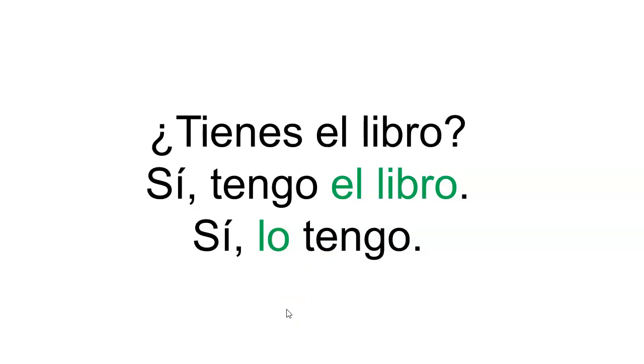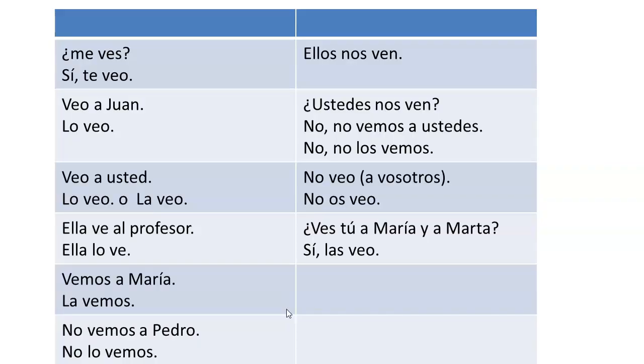Let's look at a few more examples here with the verb ver, and we'll get to the practice, I promise. Se lo prometo. Okay, so the first question: ¿me ves? Do you see me? Ves, me. Direct object pronoun.